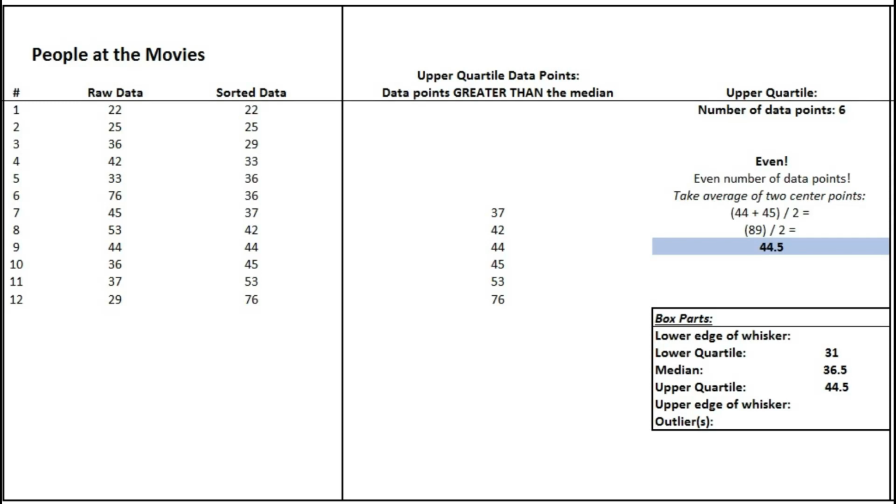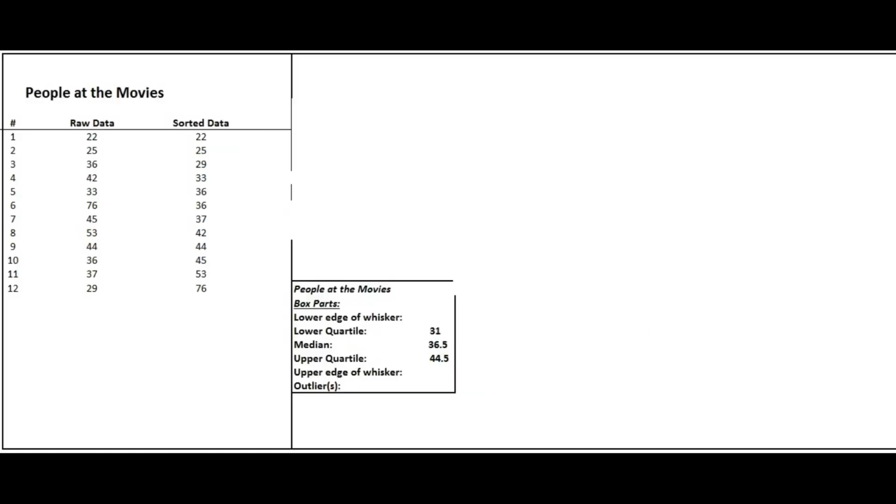Okay, so here we can start to look for our whiskers and outliers. Now, remember this strange word, the interquartile range. Let's see if we can figure that out. We've got 31 as our lower quartile and 44.5 as our upper quartile. Subtract those two and you get 44.5 minus 31 is 13.5. And that is our interquartile range. It's just the upper quartile minus the lower quartile.